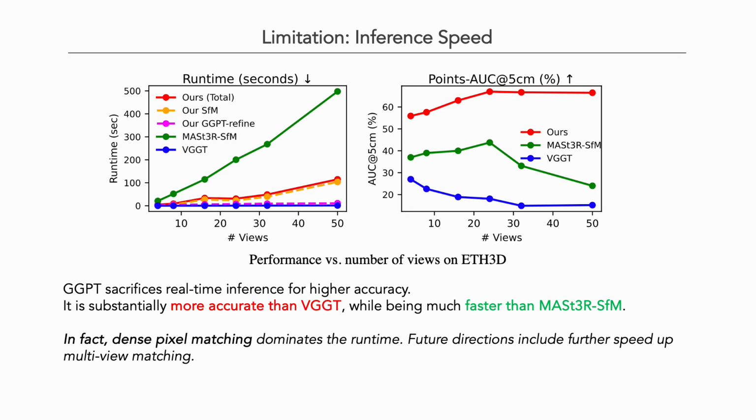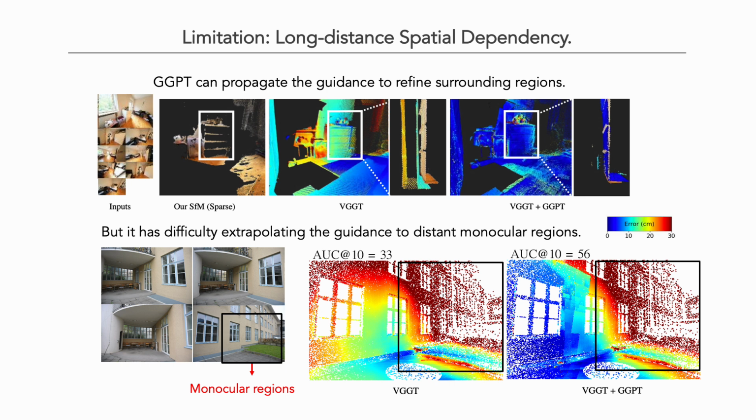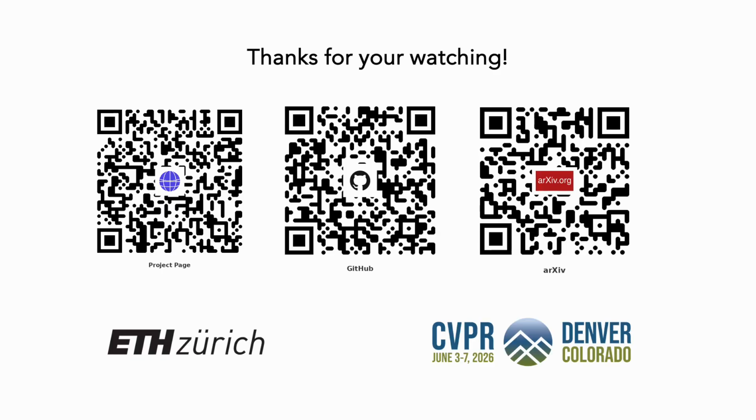Regarding inference speed, GGPT sacrifices real-time inference for higher accuracy. We acknowledge this as a limitation. However, it is still substantially faster than prior SFM methods and offers an agreeable trade-off between accuracy and efficiency. Another limitation lies in its inability to extrapolate the geometry guidance to distant monocular regions, which we aim to improve in our future work. Thanks for watching.